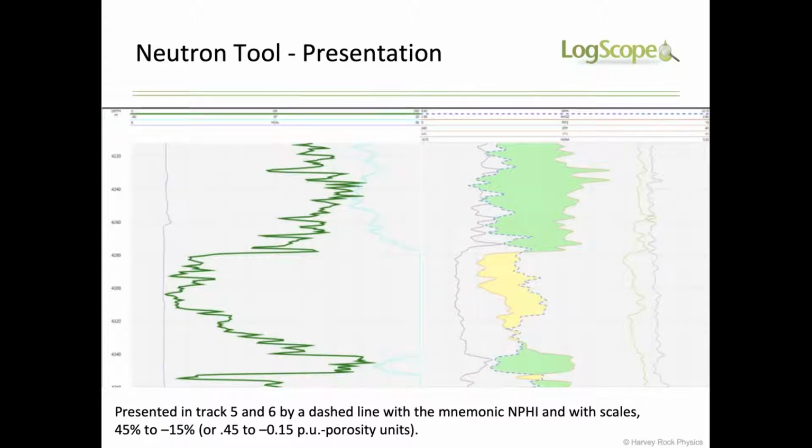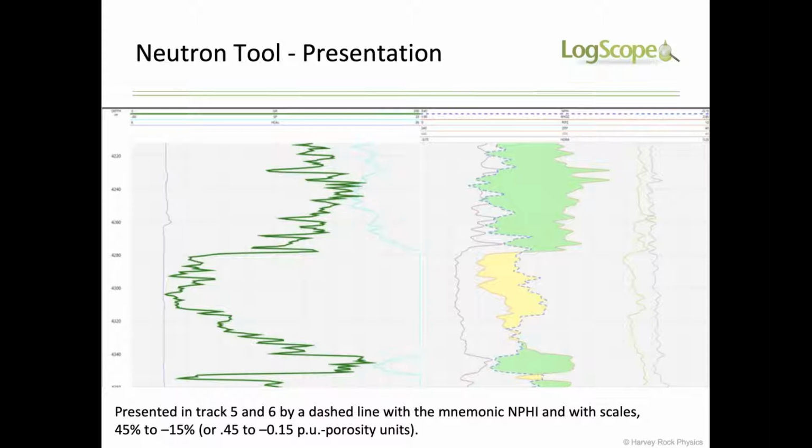Typically, the neutron is presented on a scale of 45 to minus 15, and that's for a neutron that is scaled in limestone units. Limestone units were the original units that the neutron was calibrated in, because they used a limestone block, and they measured the porosity in that and calibrated that to 0. So neutron measured in sandstone units is a somewhat slightly nonlinear way of computing porosity.